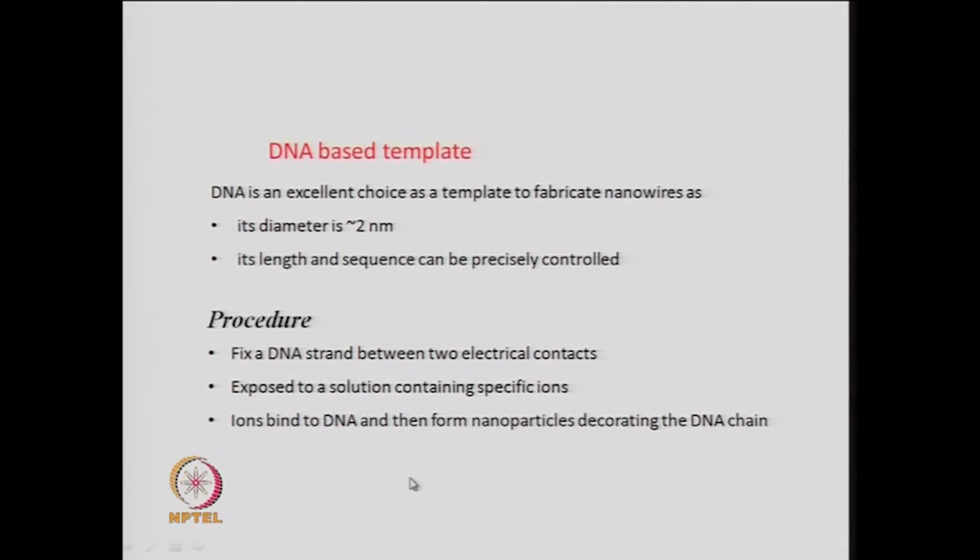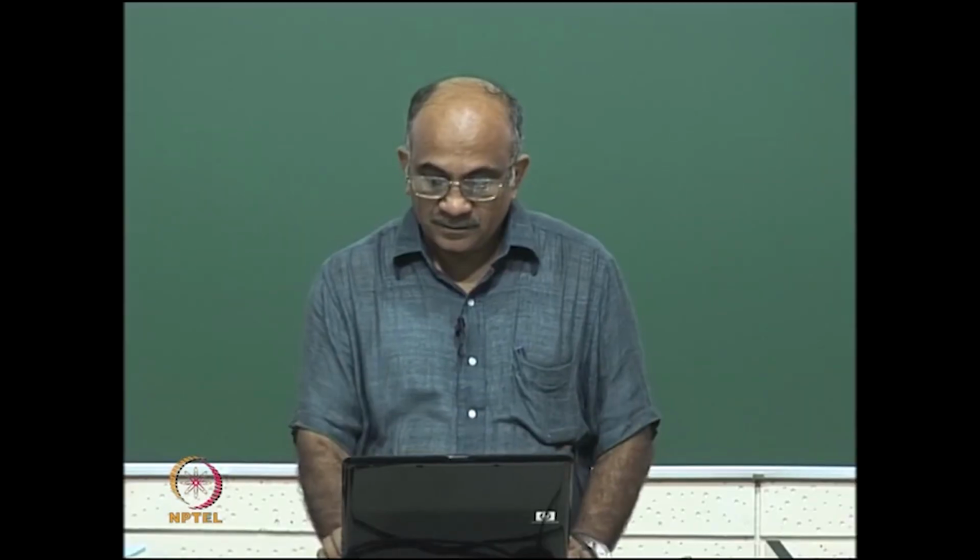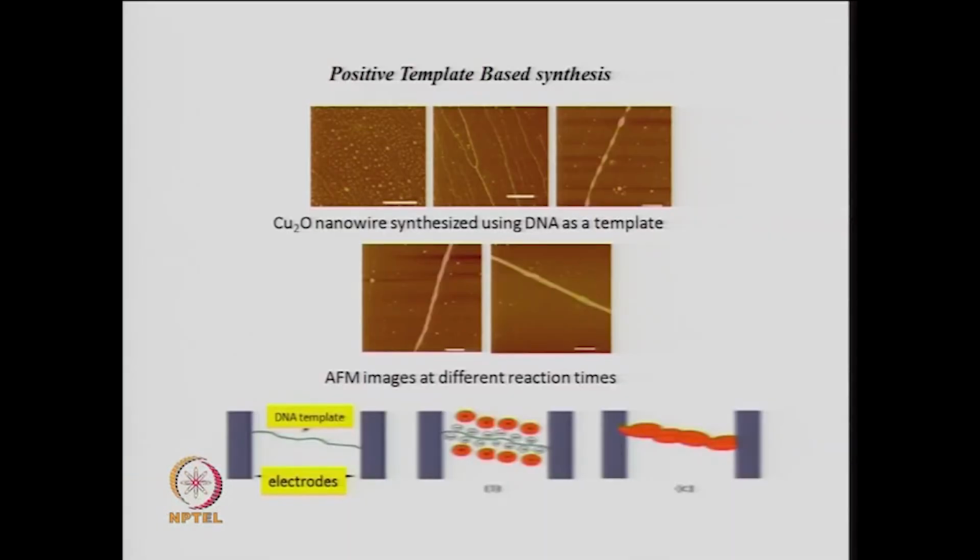So, why will the ions bind to DNA? Because DNA will have some charge, and you can apply a potential because you have two electrical contacts, and then the opposite charge will be attracted to the charge which is on the DNA. You can see this here in this example of growing nanowires on DNA, which is a positive template based synthesis.